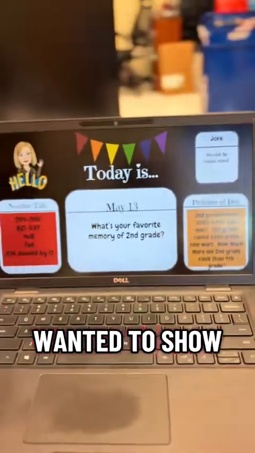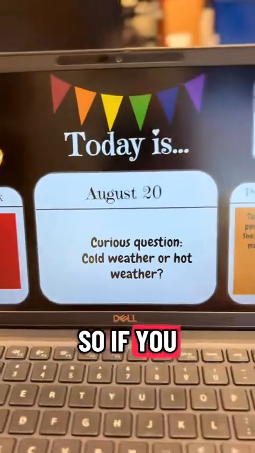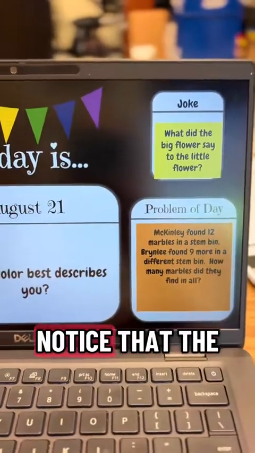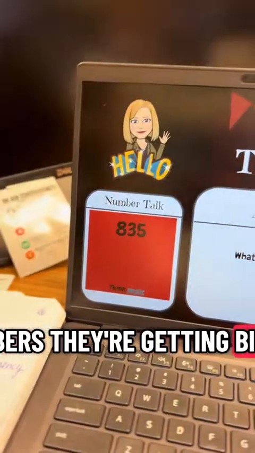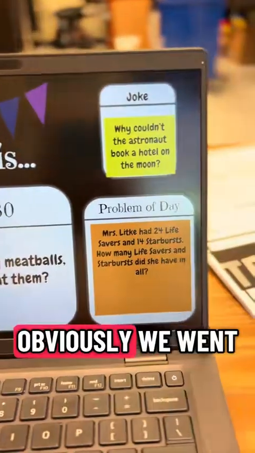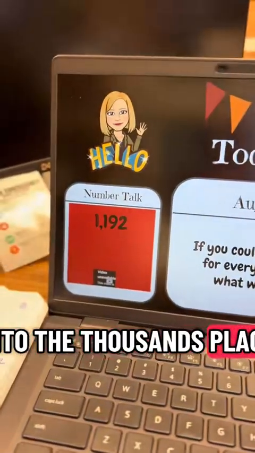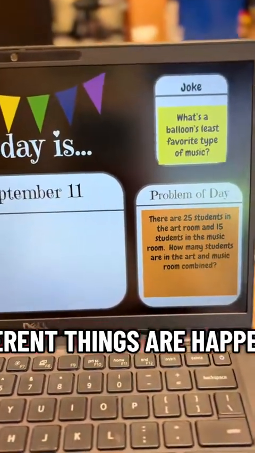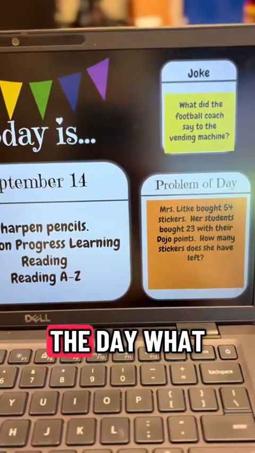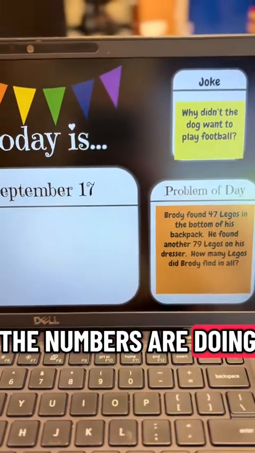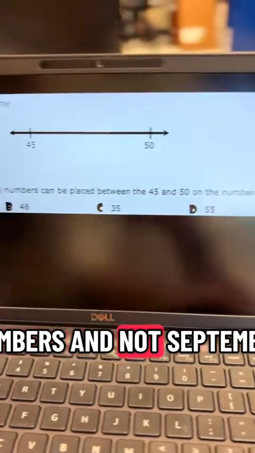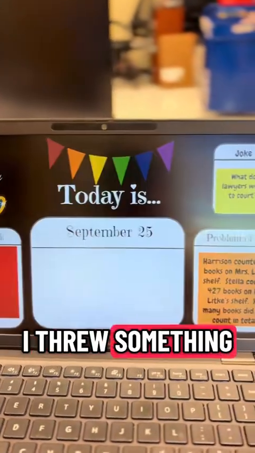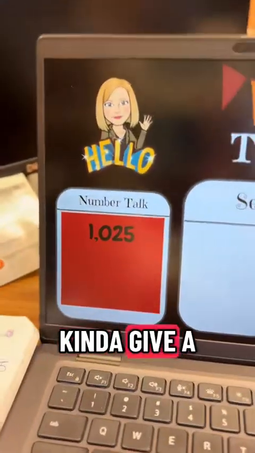But I just wanted to show you kind of the progression. So if you kind of look through this, notice that the numbers, they're getting bigger. Obviously we went into the thousands place. So as I click through these, different things are happening. Notice here in the problem of the day what the numbers are doing. We're still dealing with 2-digit numbers, and that's September. So that must have been us working on number lines. I threw something in there like that. Just wanted to kind of give a little idea.